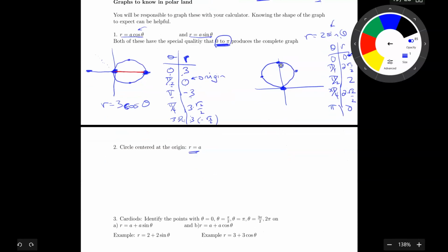So if it's r equals a, that's just going to be a circle. r is always the distance a, no matter what angle. So it's a circle centered at the origin.